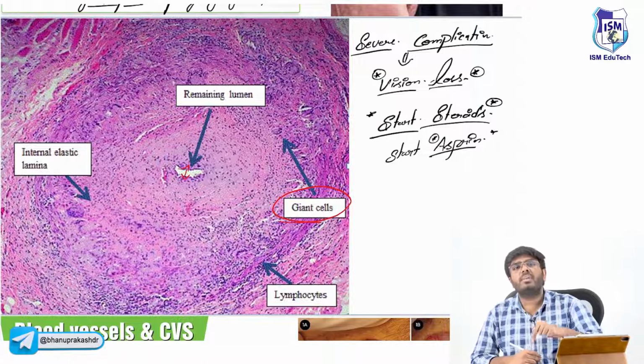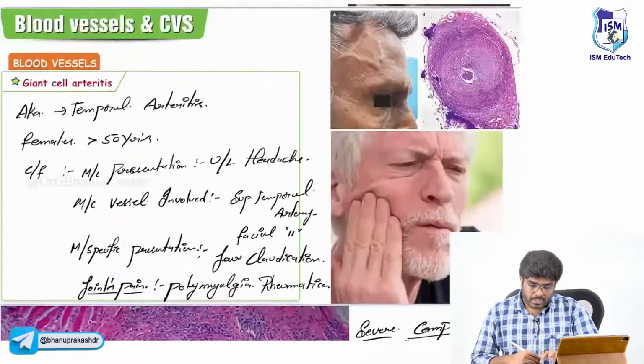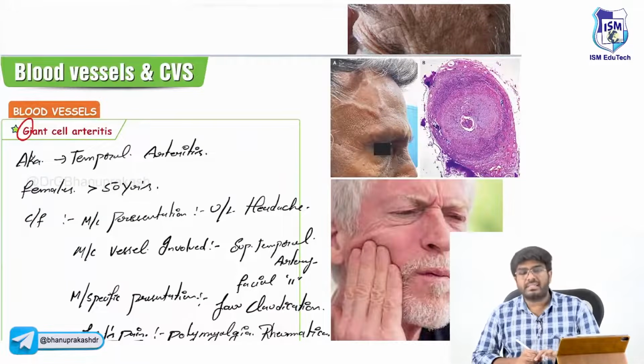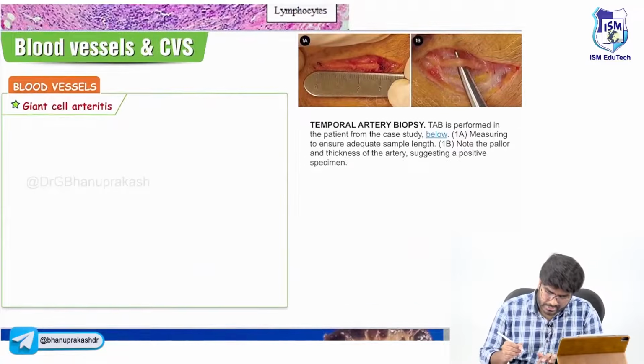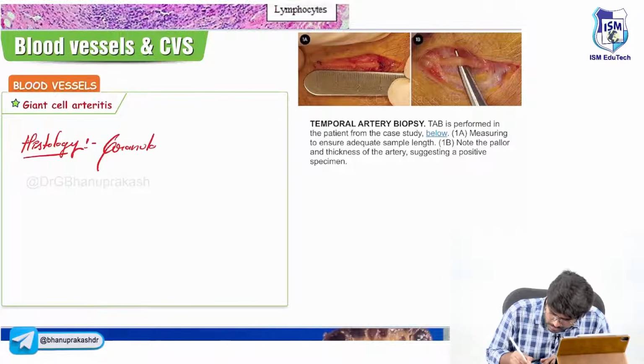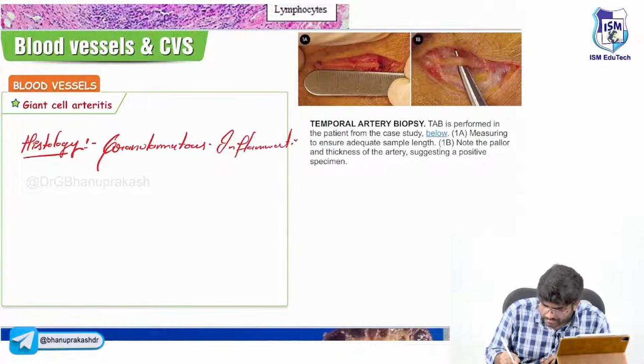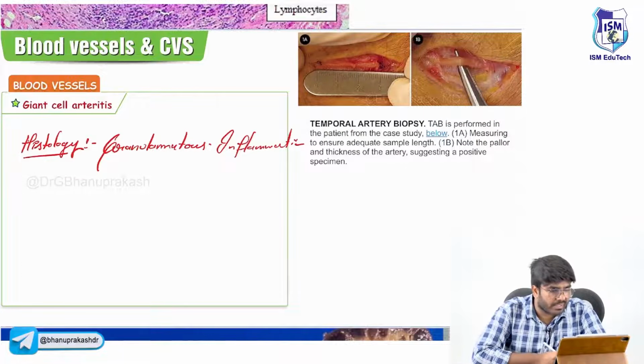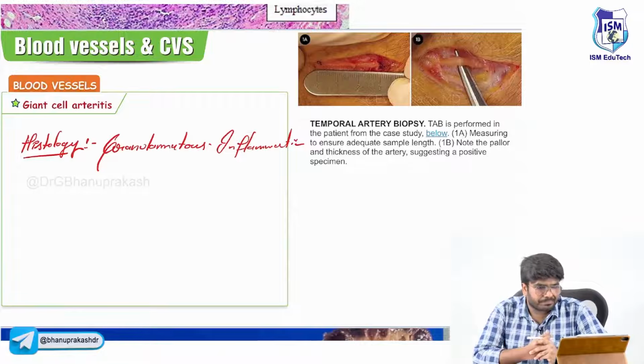Sir, here there is inflammation. But which type of inflammation? It's a granulomatous inflammation. Remember, sir, G for G, giant cell arthritis. It's an example of granulomatous inflammation, the giant cell arthritis on histology. So granulomatous inflammation is going to be seen.